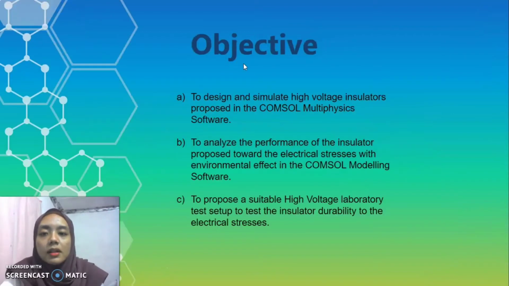insulator unit. Next, the objective of the project is firstly to design and simulate the high voltage insulators proposed in the COMSOL Multiphysics software. Next, to analyze the performance of the insulator proposed to work under electrical stress with environmental effect in the COMSOL modeling software. And thirdly, to propose a suitable high voltage laboratory test setup to test the insulator durability with the electrical stress.